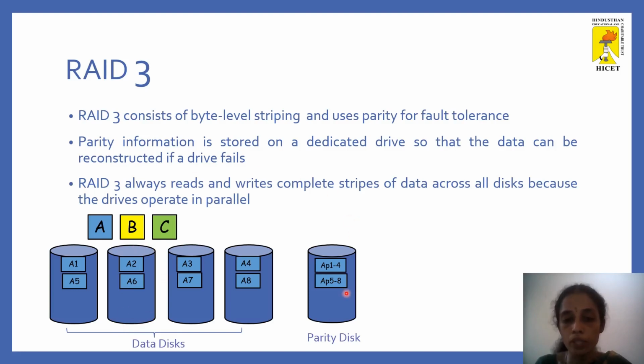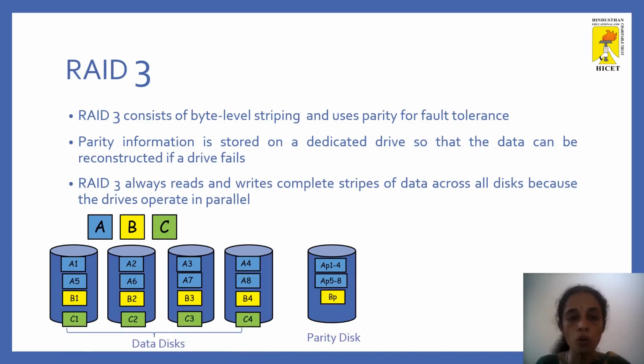Whenever any disk fails, how can you reconstruct the data? With the help of this parity bit, you can reconstruct the data. RAID 3 provides fault tolerance for a single disk failure. If 2 disks fail, then you cannot recover the data. If any one disk fails, then you can recover the data with the help of this parity disk. So this is how RAID 3 works.